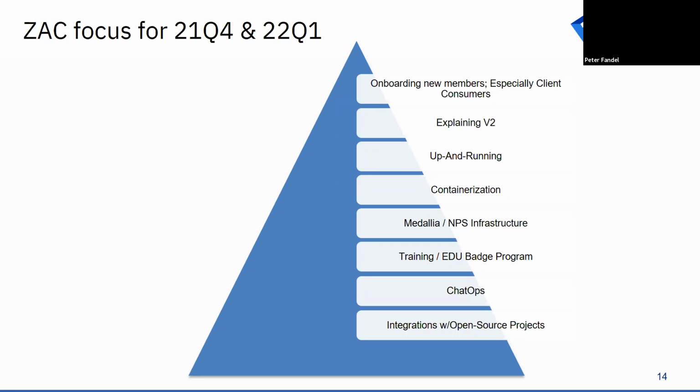As I mentioned before, NPS and ChatOps are initiatives for 2022. A new training program so that we can get more people trained up on Zoe and make sure they're trained correctly. And then finally, integration with other open source projects and open source code. And there has also been talk of app store concepts. That has a tie-in to up and running as well. So that'll be another initiative for the next two quarters.